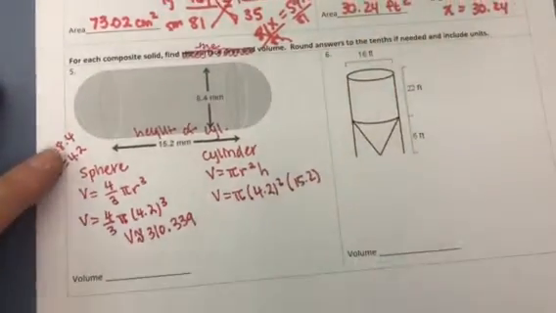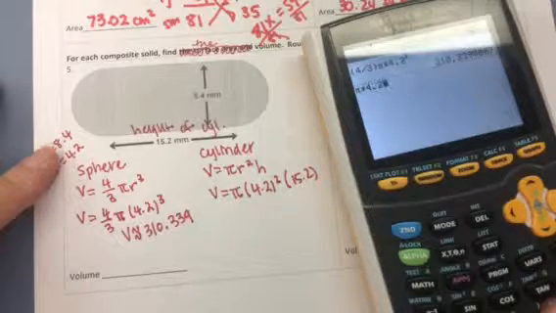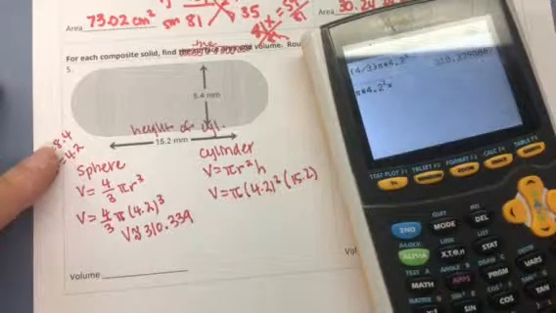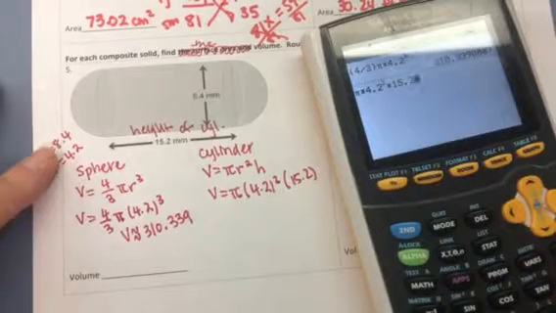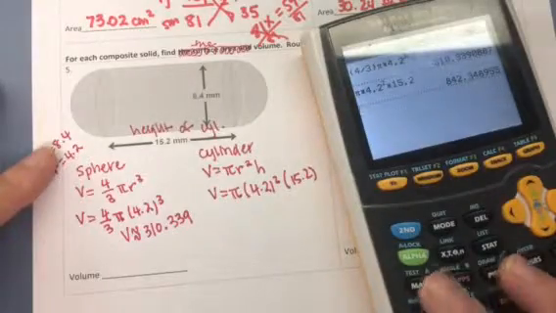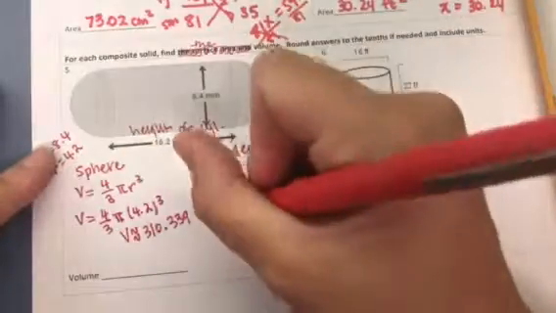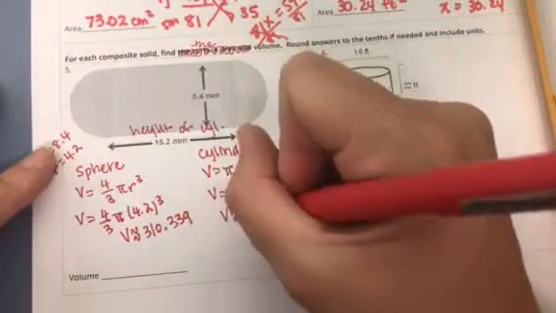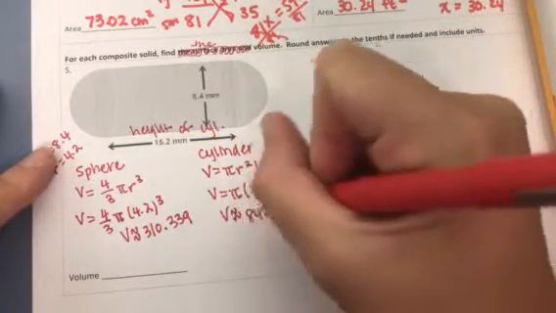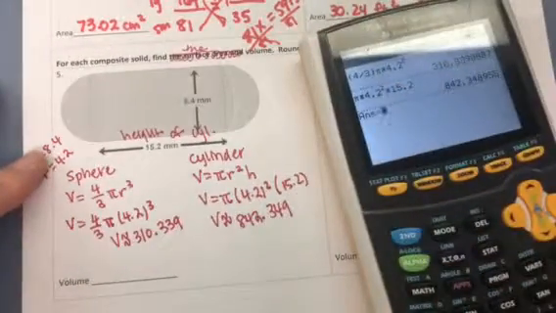All right, so pi times 4.2 squared times 15.2. Let's see, when I do that, I get 842.349 if we round that up. So the volume is approximately 842.349. And then I'm just going to add that to my other volume.